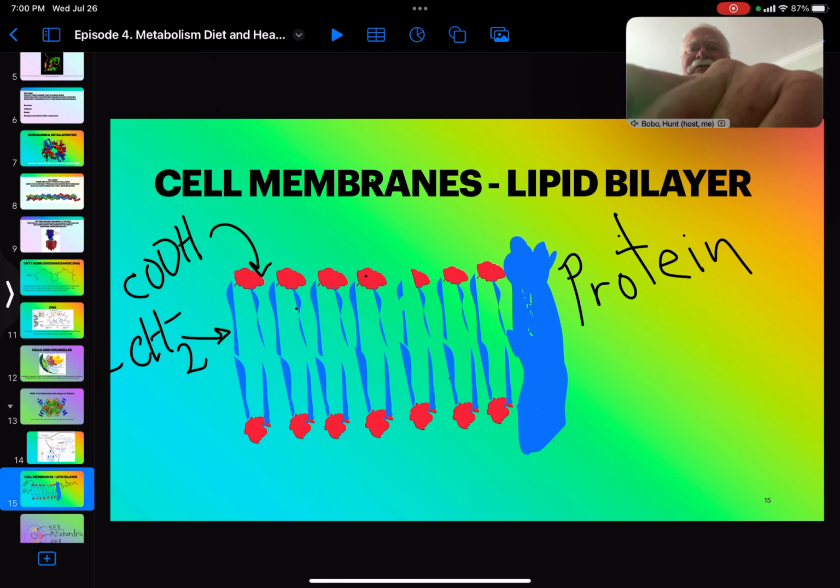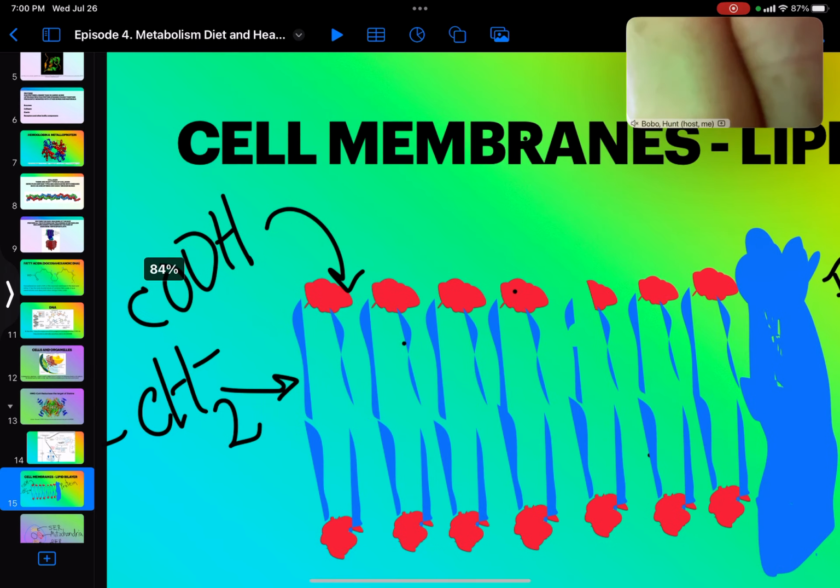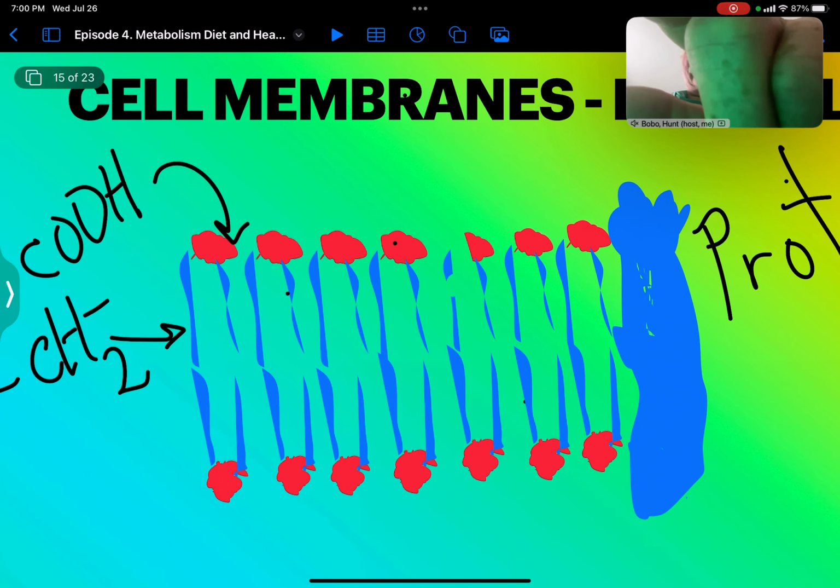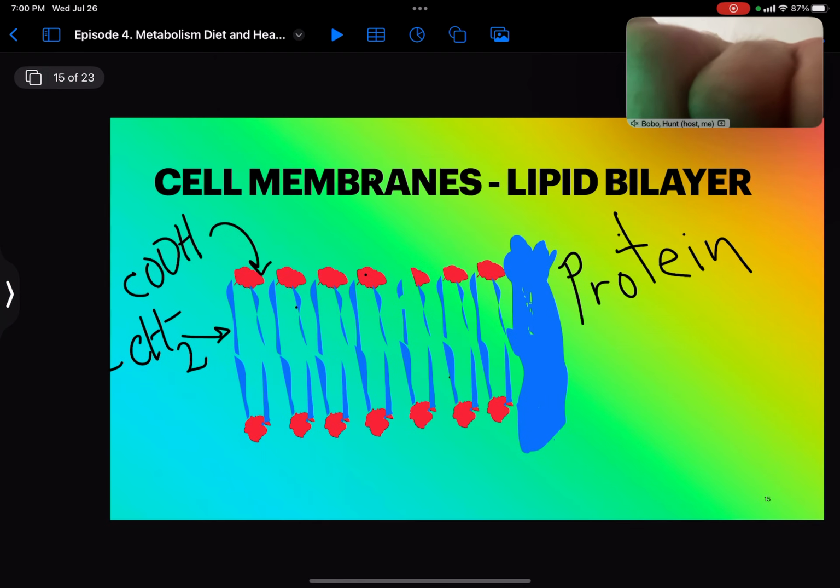This is my little scribbling, pretending to draw a lipid bilayer. The red is the carboxylic acid end of these triglycerides and phospholipids. And the blue is the long fatty acid that's oil, that's hydrophobic but lipophilic. The blue thing is my drawing of a transmembrane protein. You see where I put in the COOH? COOH is carbon double bond oxygen, single bond O, single bond H. And then the blue is just a bunch of carbons strung together for however long.